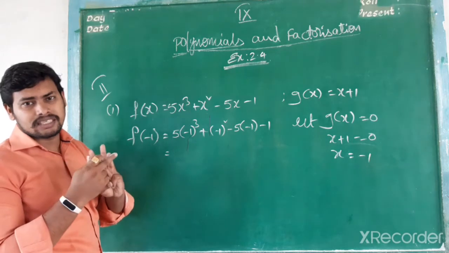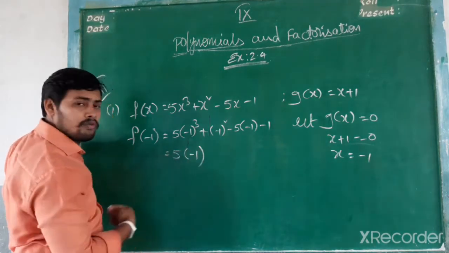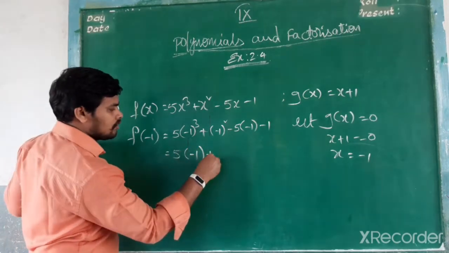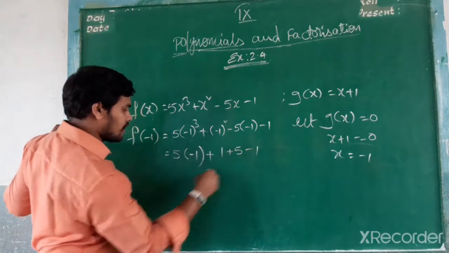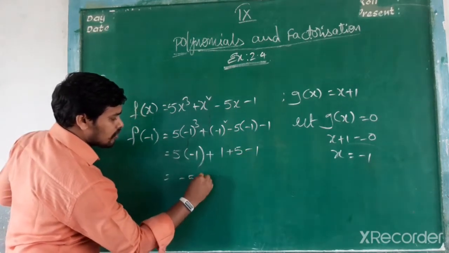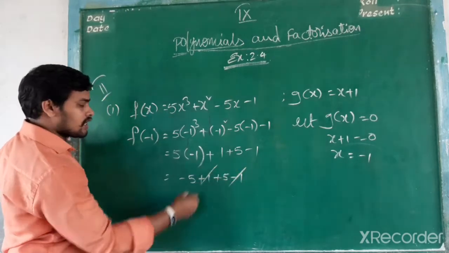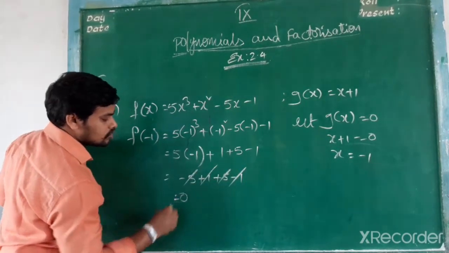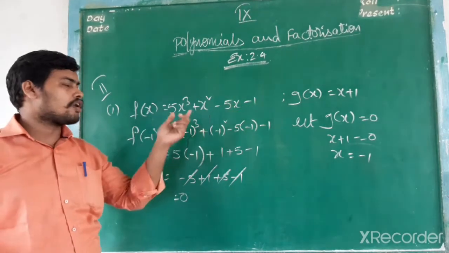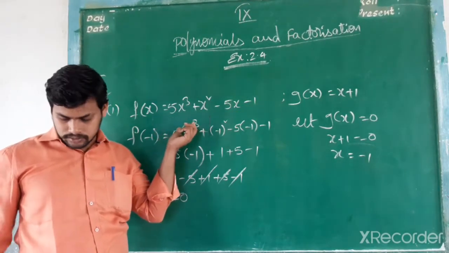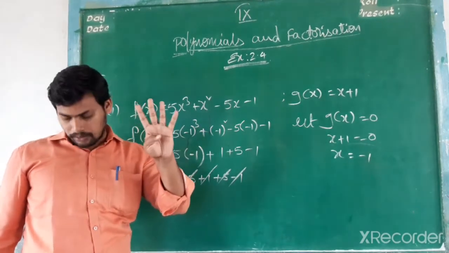Minus into minus is plus. So 5 into minus 1 whole cube is minus 5. Minus 1 whole square is 1. Minus 5 into minus 1 is plus 5, minus 1. So this value is minus 5 plus 1 plus 5 minus 1. Plus 1 minus 1 cancel. Minus 5 plus 5 cancel. So the result is 0 here. So g of x is a factor of f of x here. Do all the sums. Okay. I will explain the fourth sum.